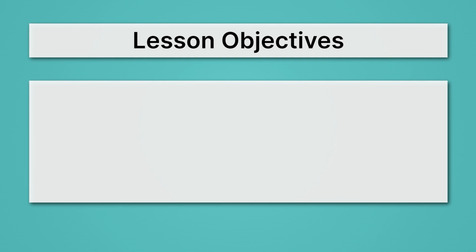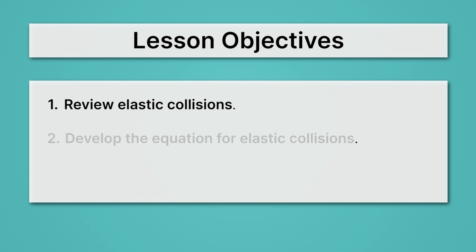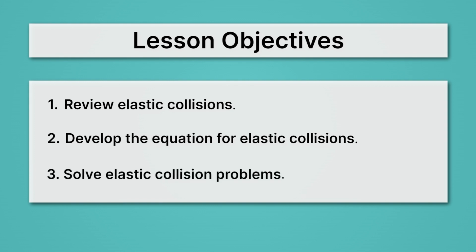Let's begin by taking a look at our lesson objectives. What are we going to get done during this lesson? First, we'll review elastic collisions. Those are the collisions where things bounce. Then we'll develop the equation for elastic collisions. So when two things collide, we can actually figure out, say, the velocity before and after these collisions. And we really will develop this. We'll take our time so that you can see where each of the little variables in this equation comes from. Then we'll use that equation to solve elastic collision problems.